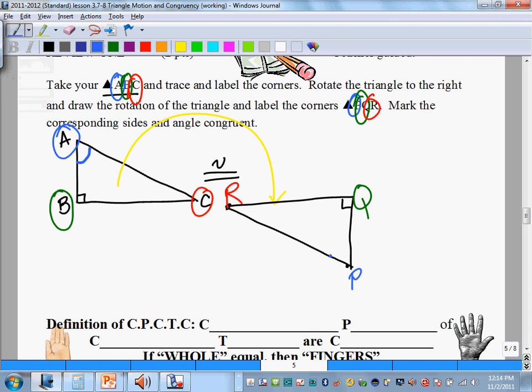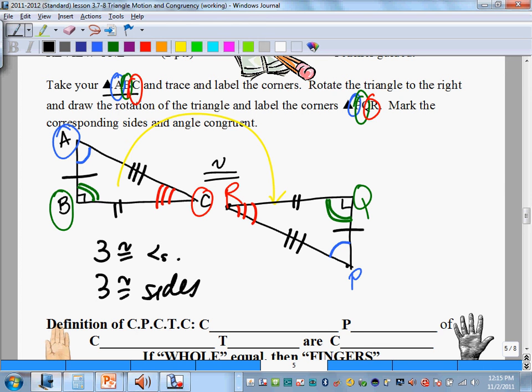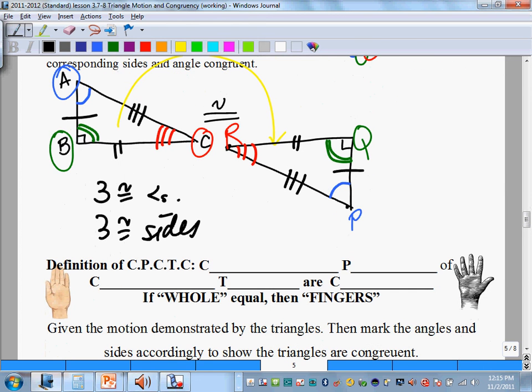That means angle A is congruent to angle P. That means angle B is congruent to angle Q. And C is congruent to R. So what we have here is three congruent angles. We also have three congruent sides, short, medium, long. Three congruent angles, three congruent sides.